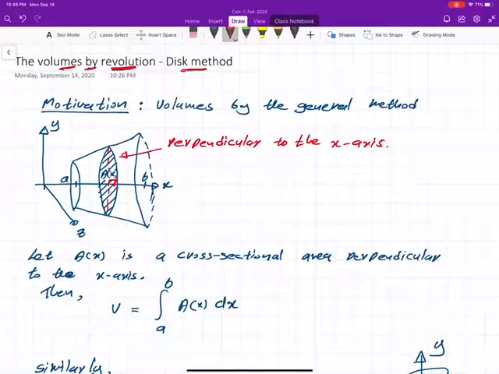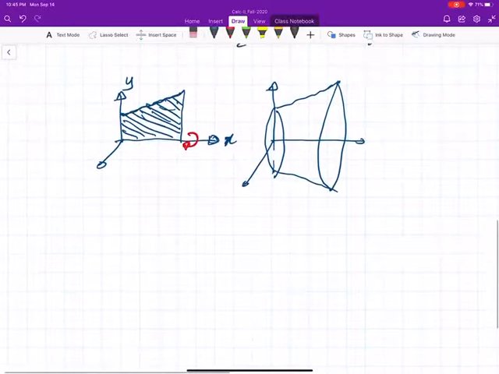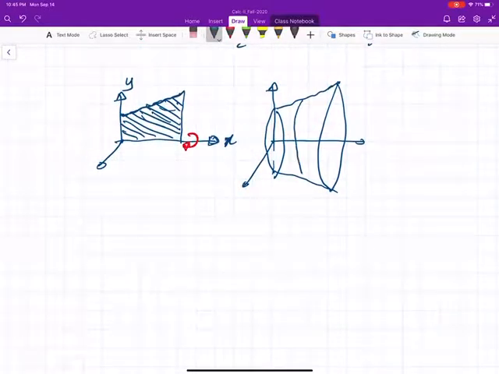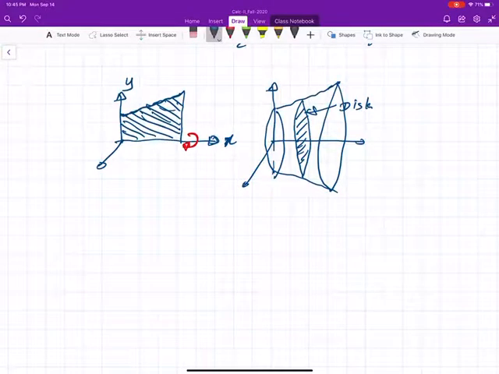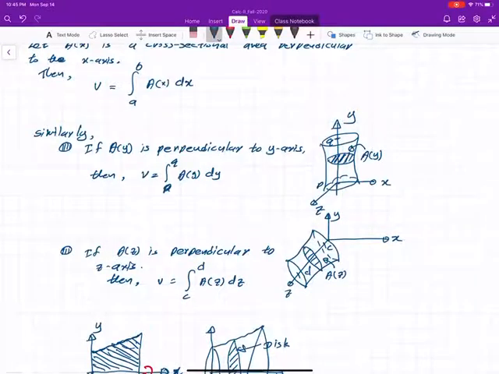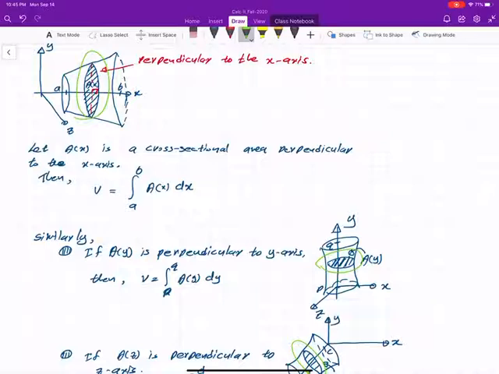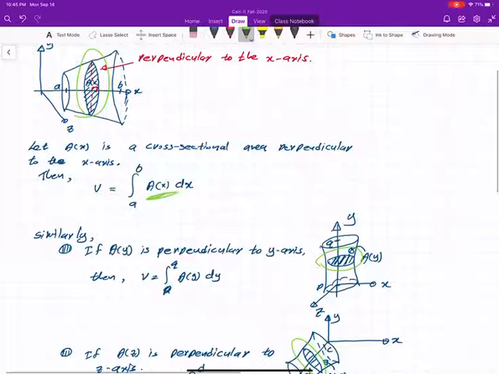Let's see how this word disk comes. Disk method means if you make a cross section of this object, actually that is a disk. So this is a disk. Like here, these are also disks. This was a disk, that was a disk, and this was a disk. That's why we call this the disk method. So you make a disk and then you just compute the area of the disk and then you just integrate that.